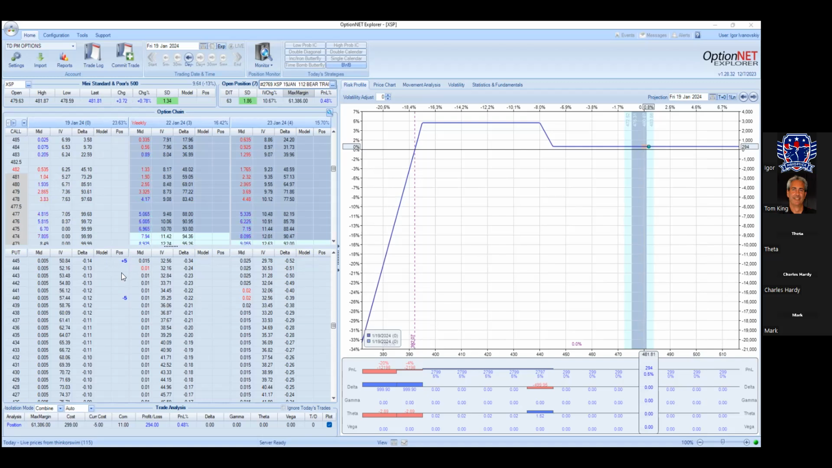As you can see on my screen here, I have a position that is expiring today. This is XSP, and you can see the strikes are, instead of 4450, they're 445. So they're 1/10 the size of SPX.